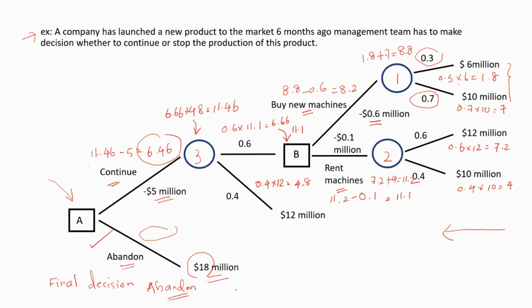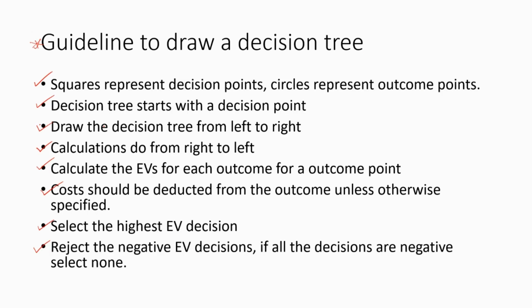I hope now you have a thorough understanding about decision trees. Always refer to this guideline when you are calculating expected values using a decision tree. We always read the decision tree from the left hand side to right hand side, and we calculate the expected values from right hand side to left hand side. And from the decisions, we select the highest positive expected value and we reject all the negative expected value decisions.